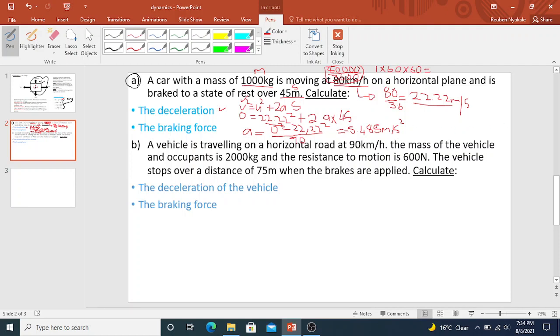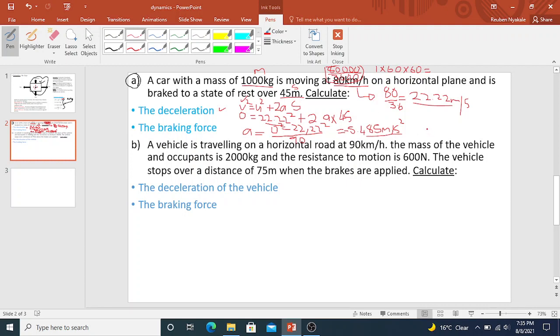We can therefore use this deceleration to calculate what? To calculate the force behind the motion. The force behind what? The motion that took place. A horizontal plane is braked to a state of rest over 45. You can tell that the car was in motion. Then we can therefore understand the force that brought the car to rest.